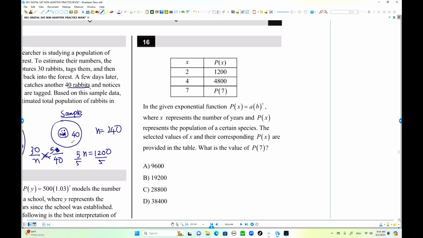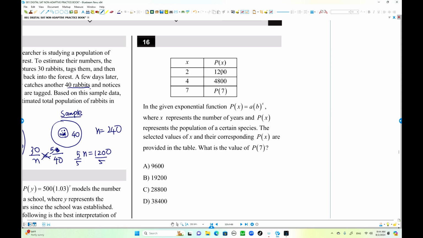Here is number 16. This is the exponential function. A is the initial value, when x equals 0. B is what? The growth factor, right? That increases, okay? All right. So what is the value of P of 7, when x equals 7? How can you find the value of P of 7?